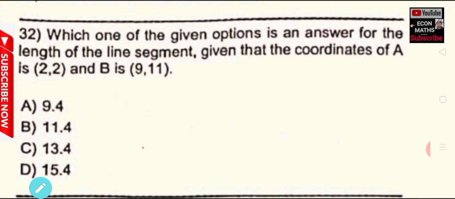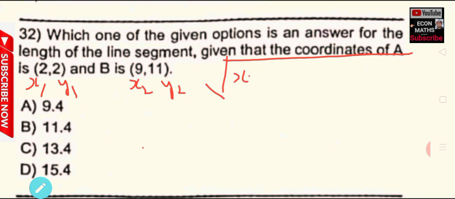Now we have to find the length of the line segment. Here, the first is the coordinate on the x-axis and the second is the coordinate on the y-axis. So we write them: this is x1 and this is y1. Similarly, this would be x2 and y2. Now the formula for finding the length of the line segment is the square root of (x2 minus x1) square plus (y2 minus y1) square.